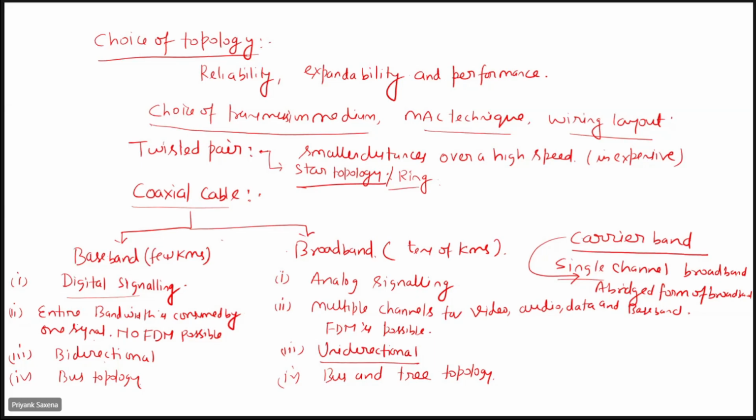There is a baseband coaxial cable which can be used for a few kilometers, right? And this can be used for a longer range, right? This baseband coaxial cable uses digital signaling, right? It is only suitable for digital signals. And in this baseband coaxial cable, the entire bandwidth is consumed by one signal. One signal means only one particular channel can be seen in that.